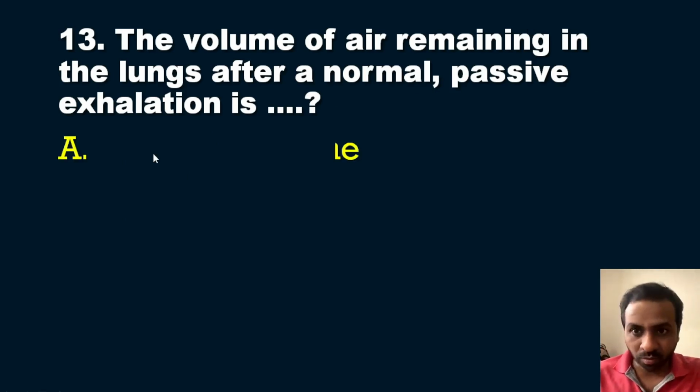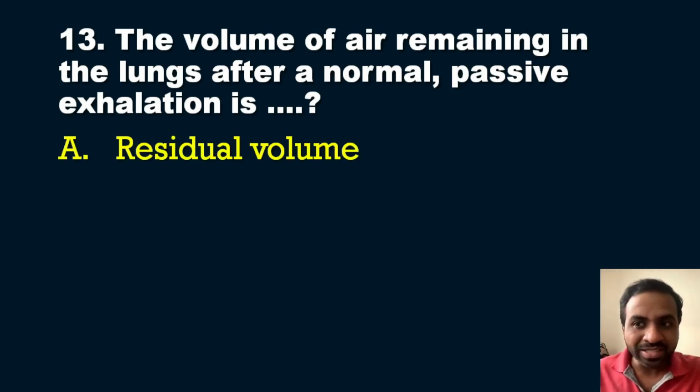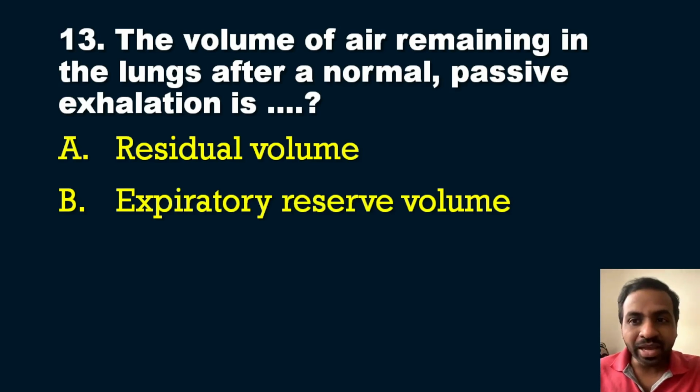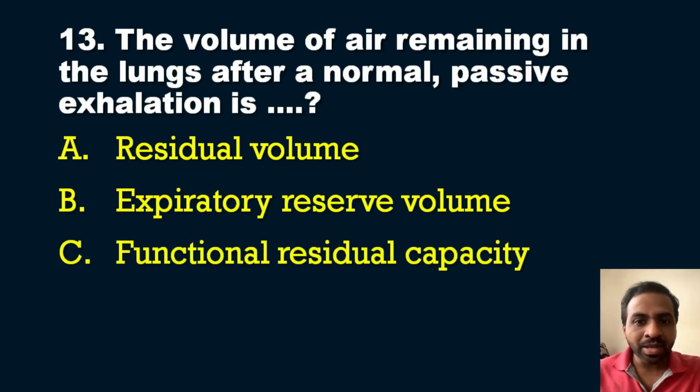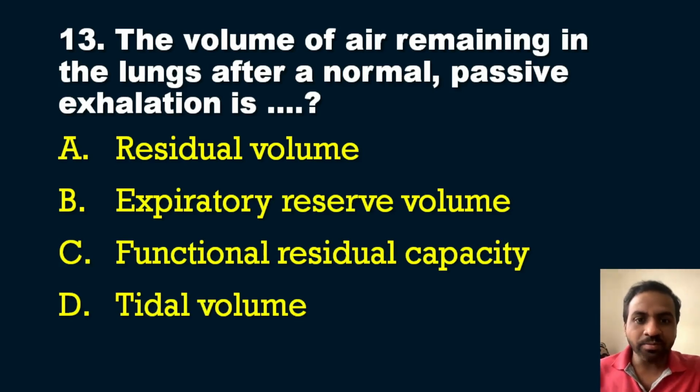The options are A, residual volume, B, expiratory reserve volume, C, functional residual capacity, and D, tidal volume. So what is the answer? The question is the volume of air that is remaining in the lungs after a normal passive exhalation. We have so many things like forced expiration, those things, so don't be confused.